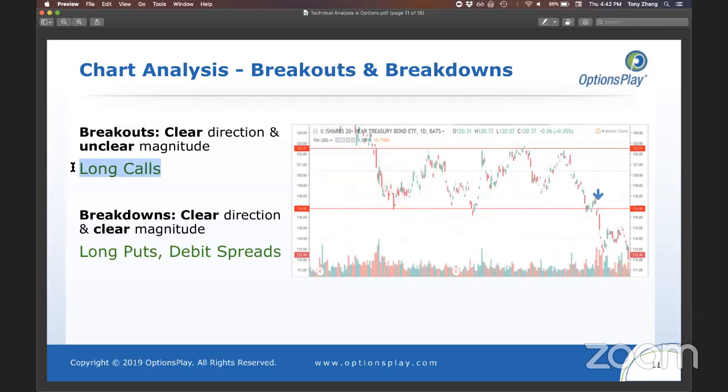On the other hand, for breakdowns, you tend to have a clear sense for direction, and you may have a clear sense for magnitude, because when it breaks down, you can look at previous history. You might have to go back a little bit, but you can usually find some price history that gives you a sense for how far it is going to move lower. So because of that, depending on how fast you expect that breakdown to happen, that's when you want to use either a long put or a debit spread, which is just a variation of a long put. So these are the types of strategies that you would use if you've identified either a breakout or a breakdown that will allow you to optimally deploy your capital.